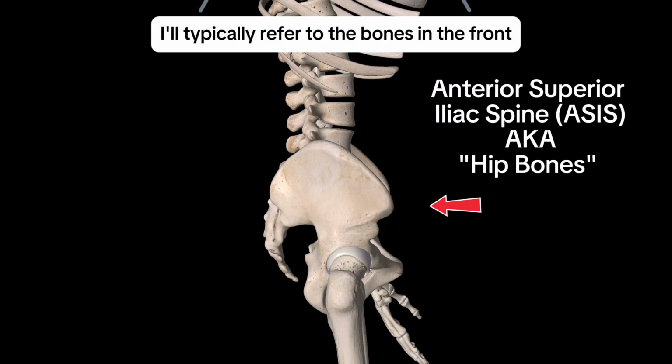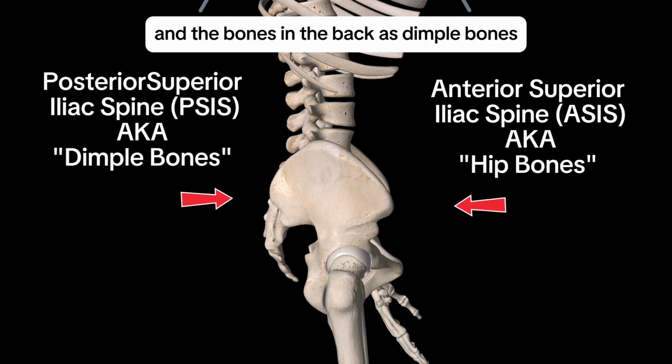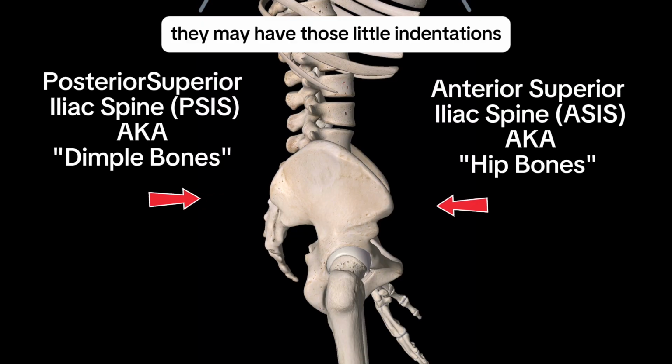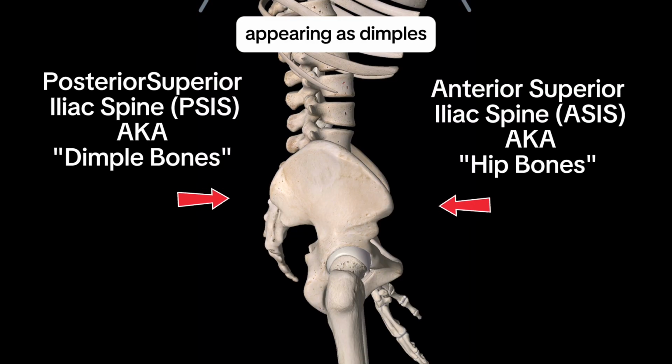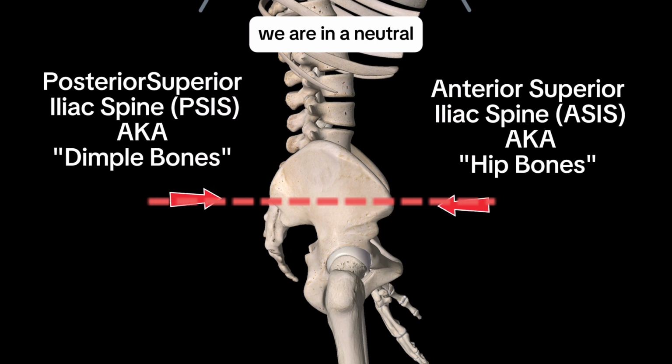I'll typically refer to the bones in the front as hip bones and the bones in the back as dimple bones, because if you look at someone from behind, they may have those little indentations at the side of their sacrum bone appearing as dimples. When our hip bones and dimple bones are about level, we are in a neutral.